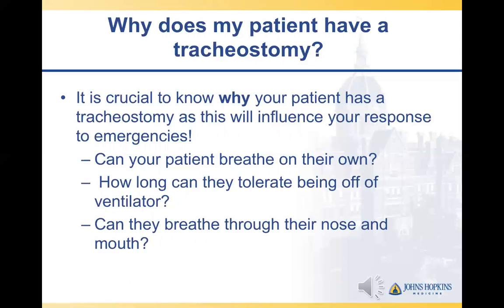It is crucial to know why your patient has a tracheostomy, as this will help you plan your response to emergency situations. For example, you should know if your child can breathe on their own. Some children with central hypoventilation will not breathe spontaneously. You should know how long your patient can tolerate being off of the ventilator. Lastly, you should know whether your patient can move adequate air through their nose and mouth. This is important to know in case the tracheostomy tube is obstructed or falls out.